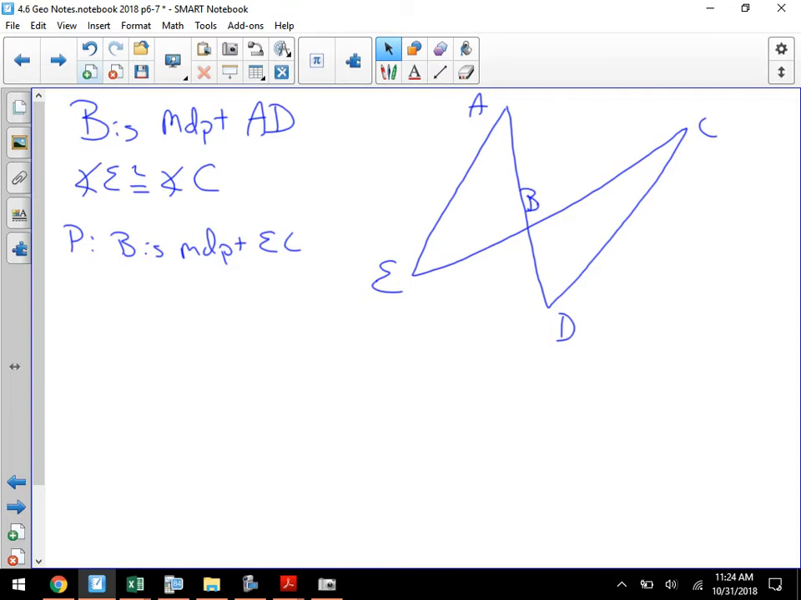Let's try something like that. Same basic idea. Now we're going to want to do an angle bisector, a midpoint, a segment bisector. Try and do an example of all three possibilities of an angle bisector.